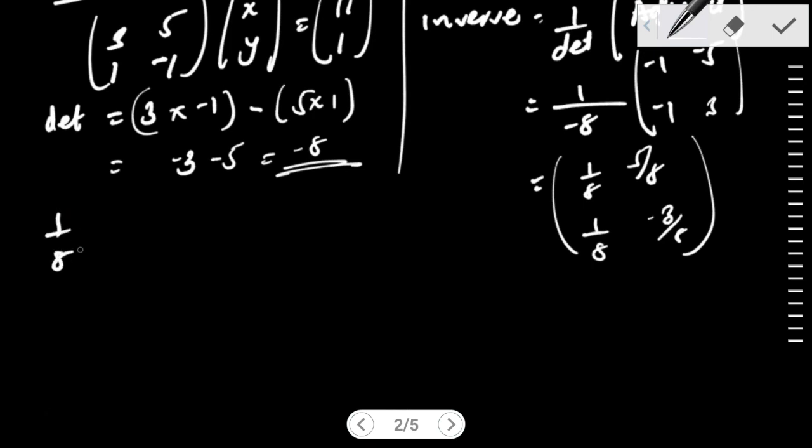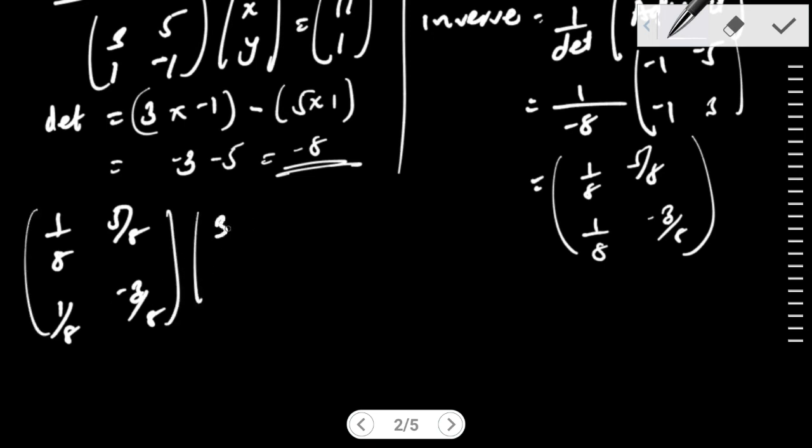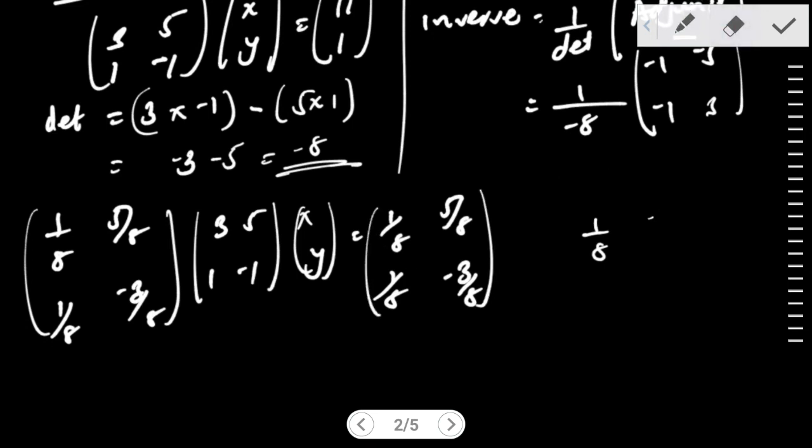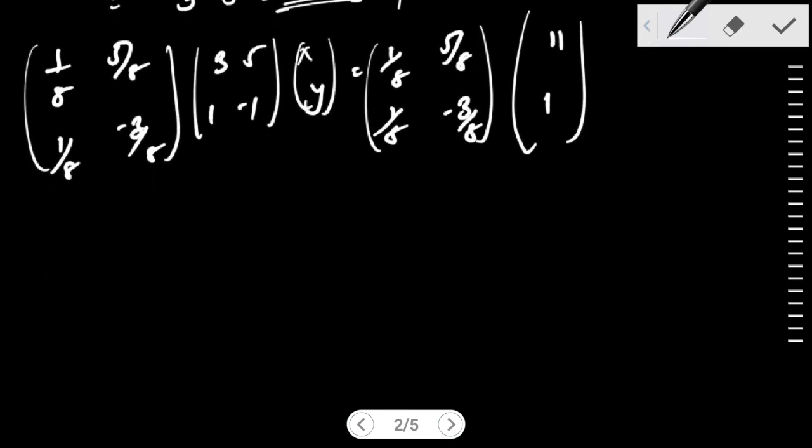So I'm having 1 out of 8, 5 out of 8, 1 out of 8, negative 3 out of 8, times 3, 5, 1, negative 1, times xy, which would be equal to 1 out of 8, 1 out of 8, 5 out of 8, negative 3 out of 8, multiplied by the answers, 11 and 1. I don't need this one. So having done that, let's do the multiplication.